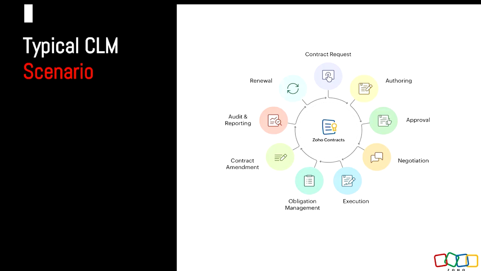Now, everything until the execution is what we call the pre-award stage, and we also have some activities as part of the post-award, where you can add obligations, amend your contracts, renew your contracts, terminate your contracts, and have basic insights about your contract status and how the contracts are performing. So this is a typical CLM situation.